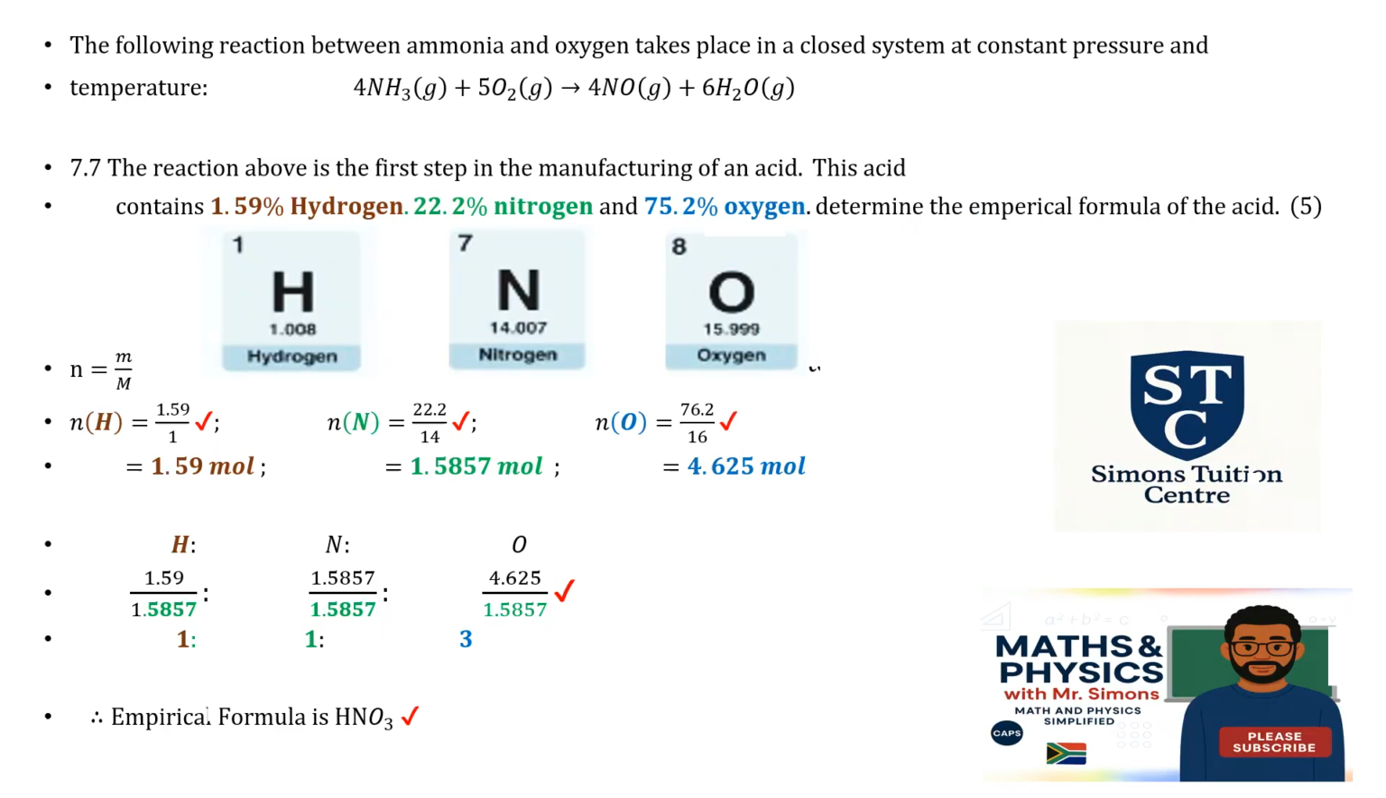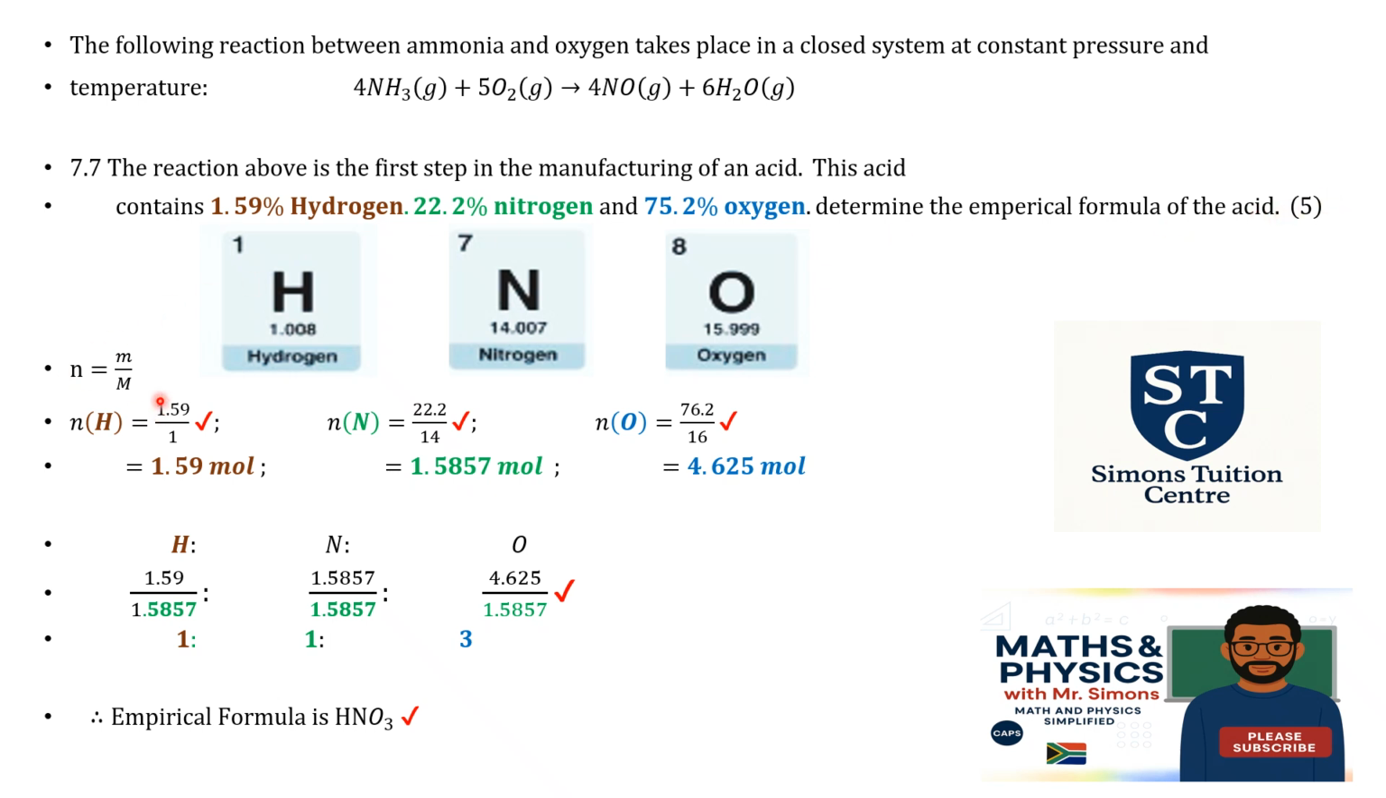Next question. The reaction above is the first step in the manufacturing of an acid. This acid contains 1,59% hydrogen, 22,2% nitrogen, 75,2% oxygen. Determine the empirical formula of the acid for 5 marks.